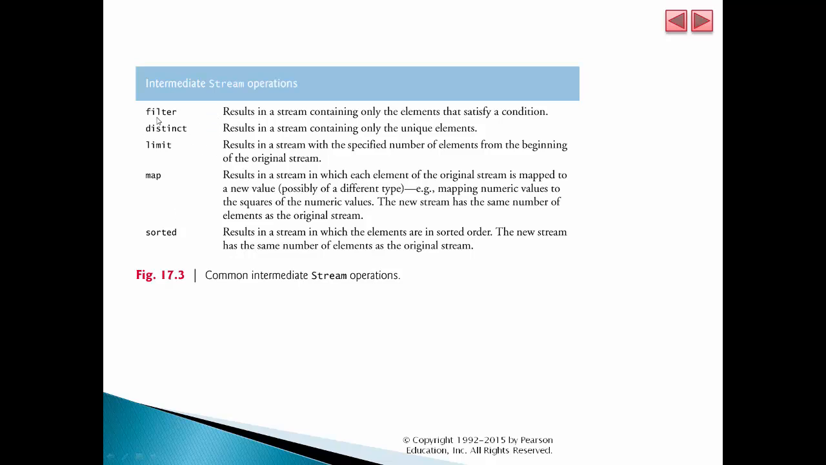For example, as the name suggests, the filter one takes a predicate, okay, and then returns elements that satisfy the condition. So you can pass a particular value into the predicate and get true or false, and if it's true, then the value will be passed through the pipeline to the next intermediate operation. The distinct intermediate operation is the one which basically lets only the unique elements through, right?